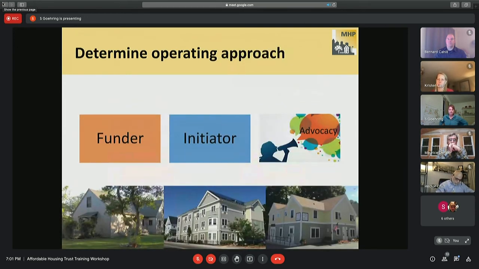And then you should spend a little bit of time determining your operating approach.